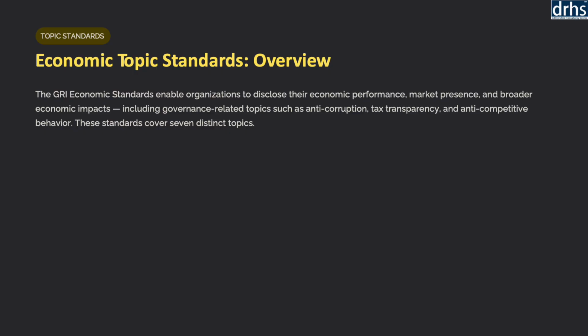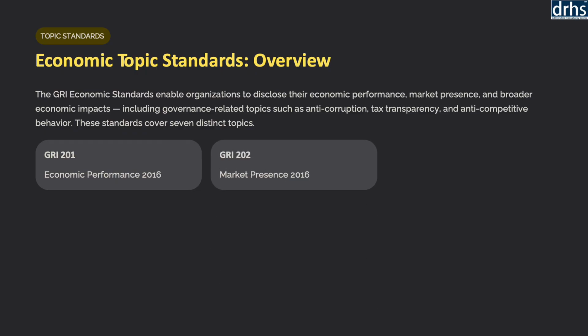At the core, GRI 201, Economic Performance addresses value generation and distribution, enabling stakeholders to assess financial resilience and contribution to economic development. GRI 202, Market Presence, and GRI 203, Indirect Economic Impacts further expand this perspective by examining wage structures, local hiring practices, and the organization's role in fostering regional economic growth and infrastructure development.